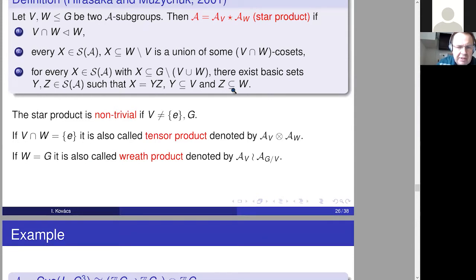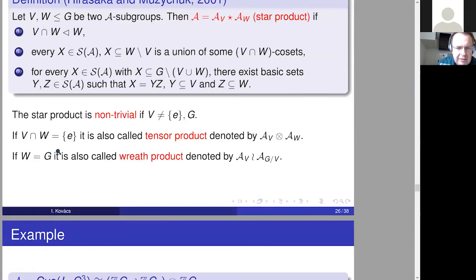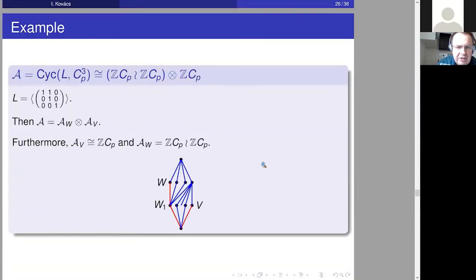So I will give you an example in a moment. I just would like to introduce some terminology. We say that this is nontrivial if the subgroup is non-identity and not G. If the two groups intersect trivially, we call it the tensor product, and we use this notation. And in the case when W is the whole group, we call it the wreath product and use this notation. And this is the example.